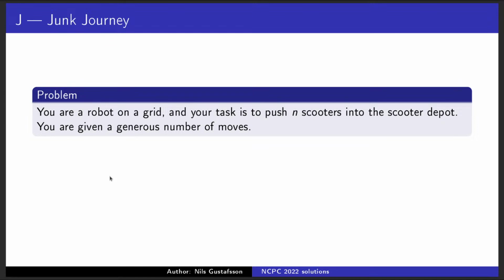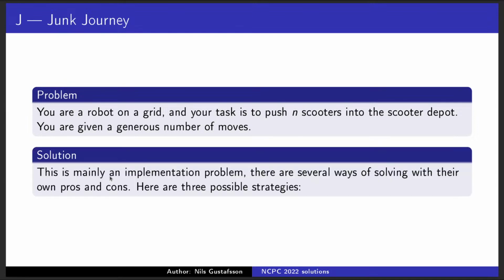So in problem J, the first thing to notice is that you can use 100,000 moves, and that is a lot of moves. That is way more moves than you need. You only have like 50 scooters, and the coordinates are also small, so you can do this with a lot fewer moves than this. And so this is actually most of all an implementation problem.